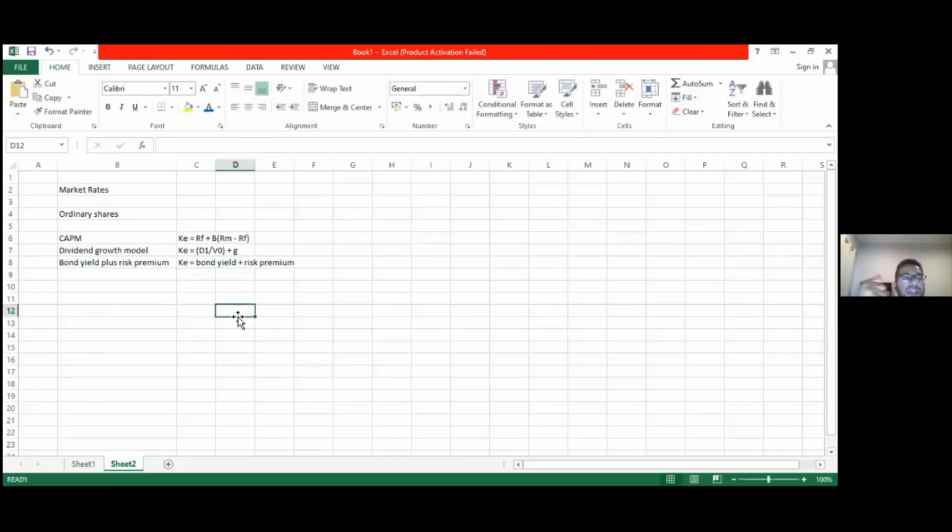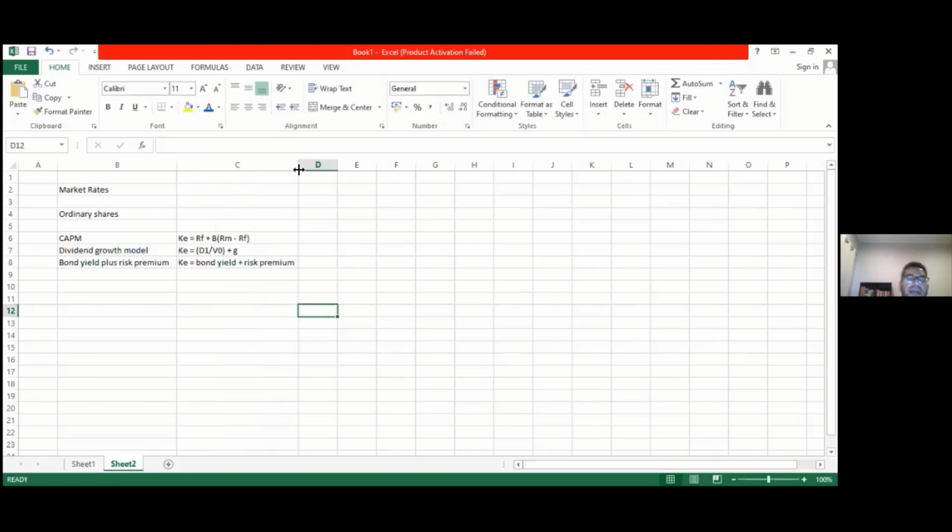So when you have ordinary shares, you tell yourself the market rate for ordinary shares can be calculated in three ways: CAPM, dividend growth model, bond yield plus risk premium. Then run the formula through your head for each of them. That will tell you what you need for each method, and that will help you to pick which method is applicable based on the information that is given. Now, if you recall, on the first page, they gave us information relating to dividends. So that is why we can use the dividend growth model to calculate the market rate.